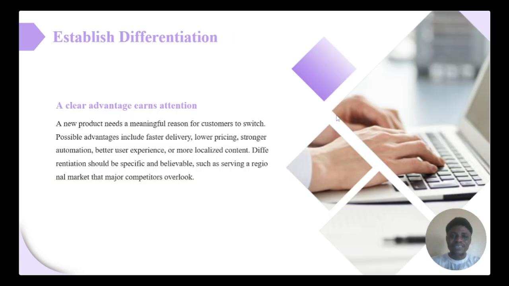Lastly, here is establish differentiation. A clear advantage earns attention. If you can get attention, you can also get consideration. If you get enough attention on your product, then people start to consider it. And consideration builds interest. The more people consider your product, the more interested they become. And if enough people are interested, what next? Sales.